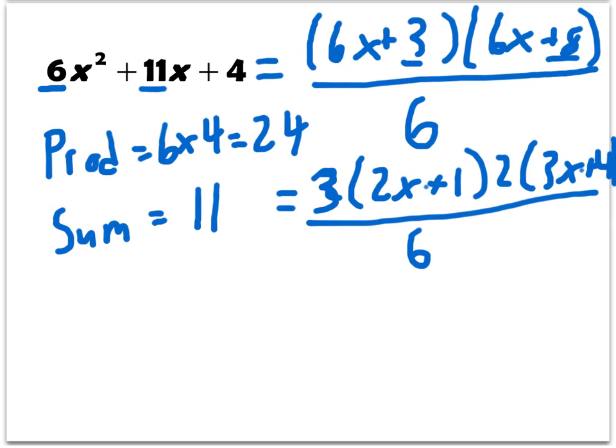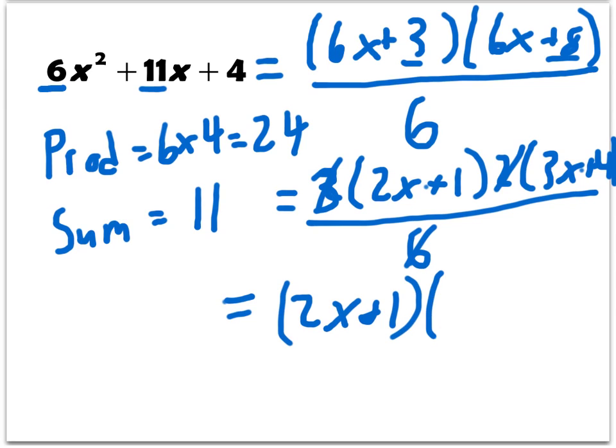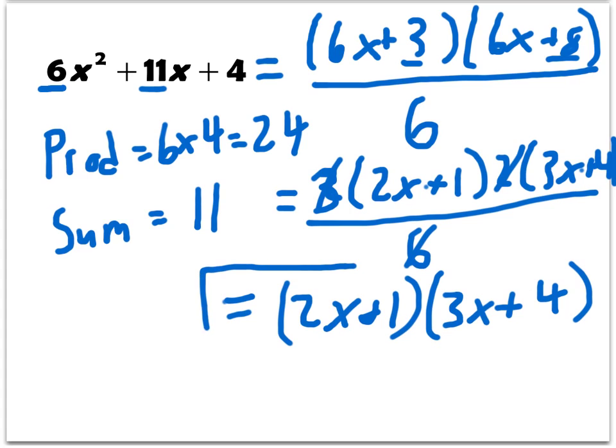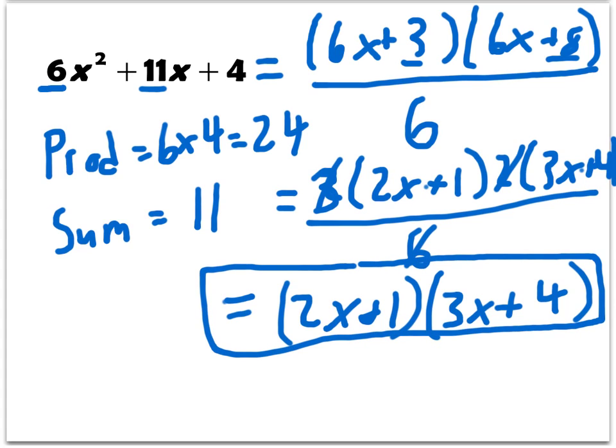Okay, divided by 6. Now we've got 3 times 2 in the numerator. Well, that's 6. So the 3 times 2 cancels off with the 6. And we get a 2x plus 1 times 3x plus 4. And so there's our fully factored equivalent mathematical or algebraic expression. Now we can check that this really works again by foiling that out, see if we really get what we started with.